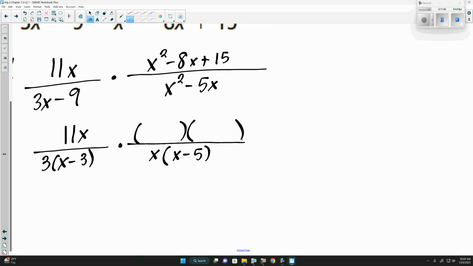Two sets of parentheses. X squared minus 8x plus 15. So since there's no greatest common factor, we'll have our two sets of parentheses. Since the 15 is positive, our signs are the same and they match the sign of the middle term, which would be negative and negative. And then we would have x and x and 5 and 3. And if we did go back and check it for the middle term, we would indeed get negative 8. Questions on this so far?